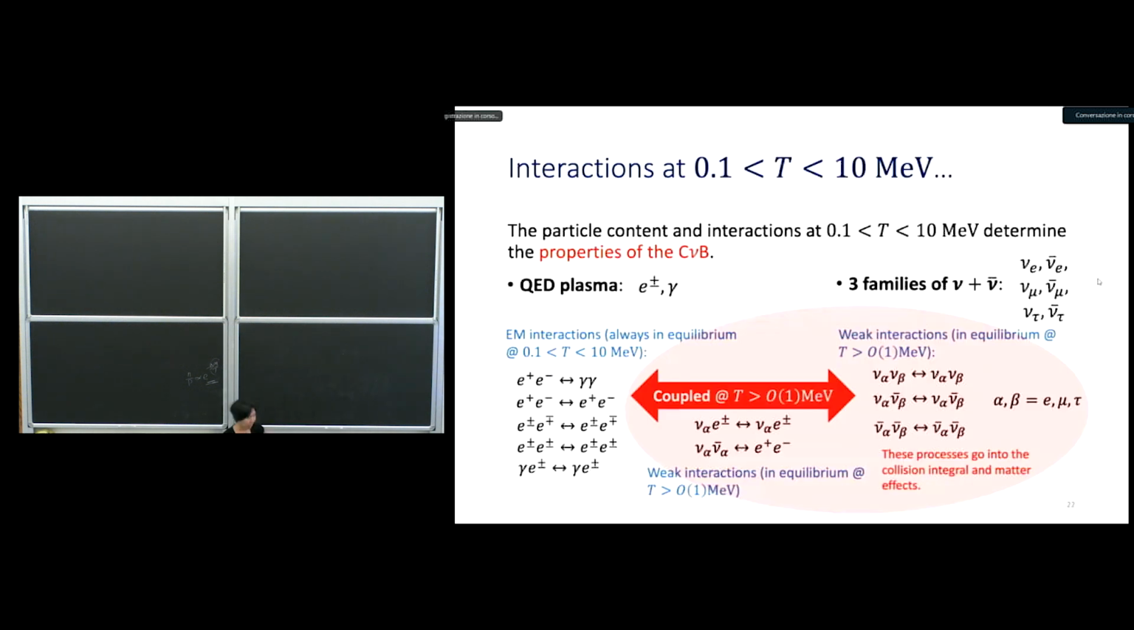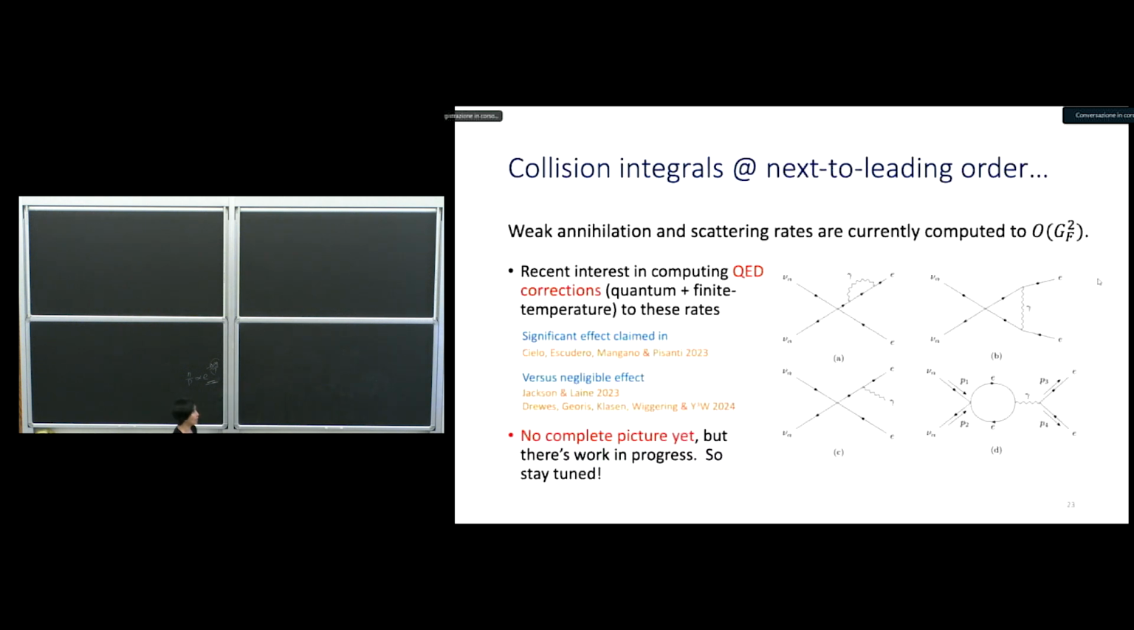If you look at all the codes and the analyses that are around at the moment, most of them will just take into account these processes at tree level. But if you're crazy, like some people are, including myself, then you might also ask what happens to these collision integrals at next to leading order. And in particular, in recent times, there has been a bit of interest in computing QED corrections, quantum corrections and finite temperature corrections to these rates.